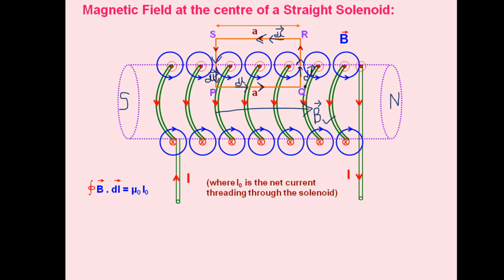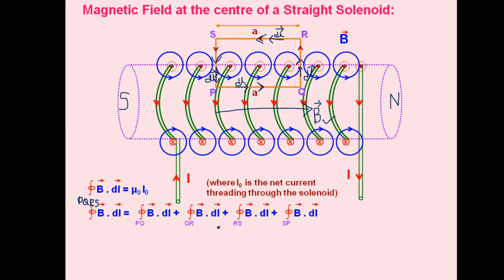but this dl Q to R is giving 90, this S to P is also giving 90, and R to S is giving 180. So this closed integral B dot dl for the entire closed path PQRS is equivalent to mu naught times the total current threading the path. We can have this in the split up part of P to Q, B dot dl, and now we are taking P to Q, Q to R, R to S and S to P because the angle is changing continuously.